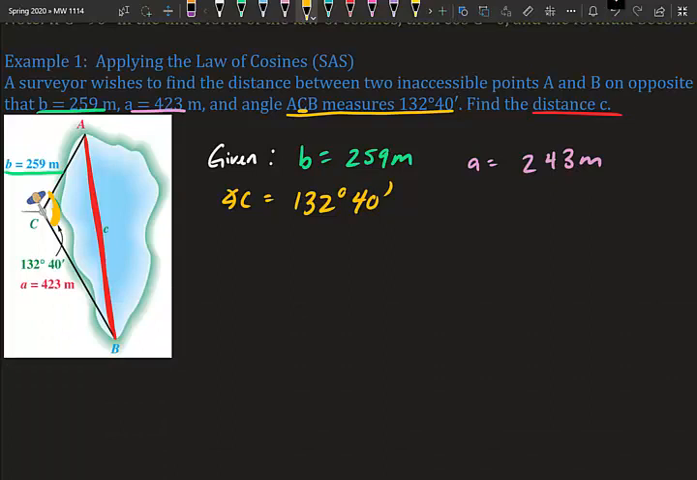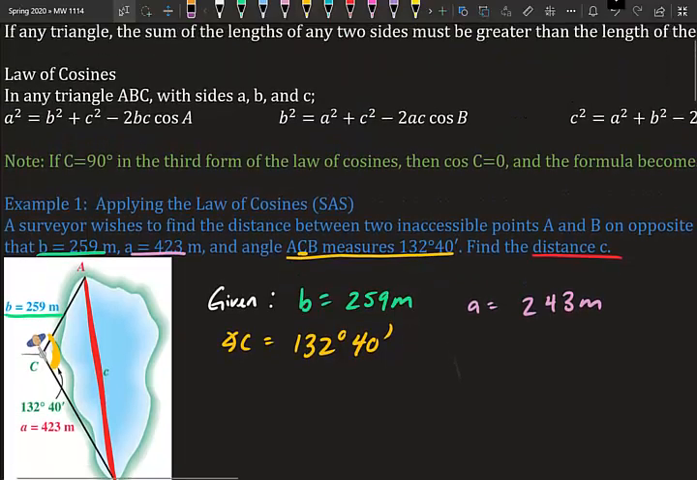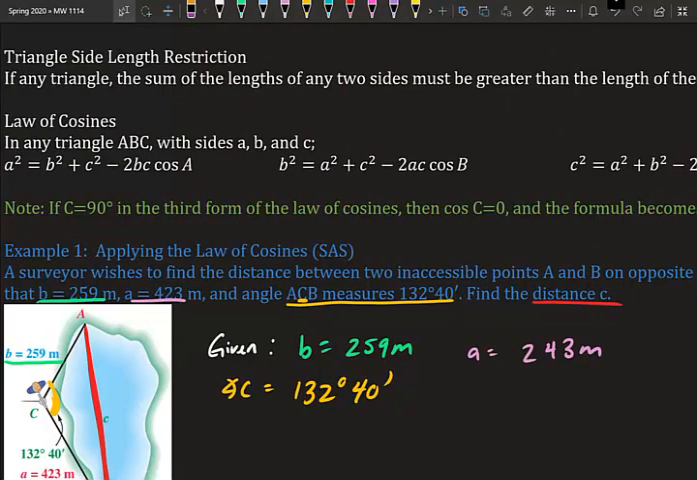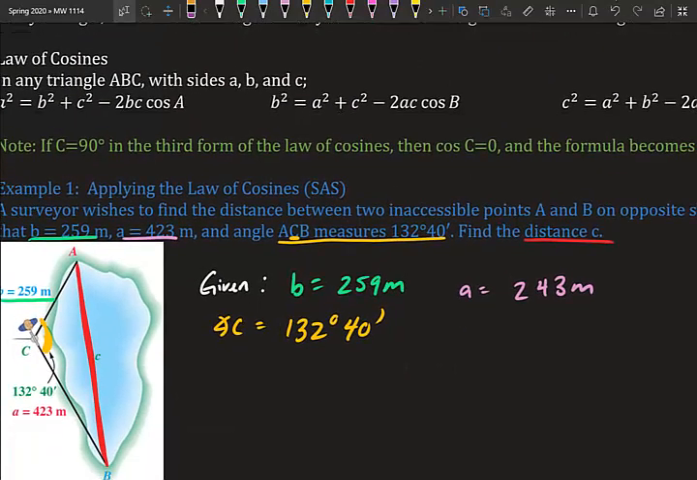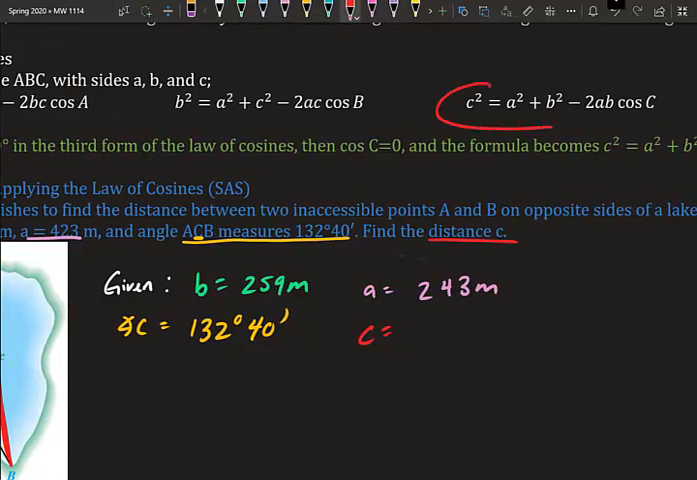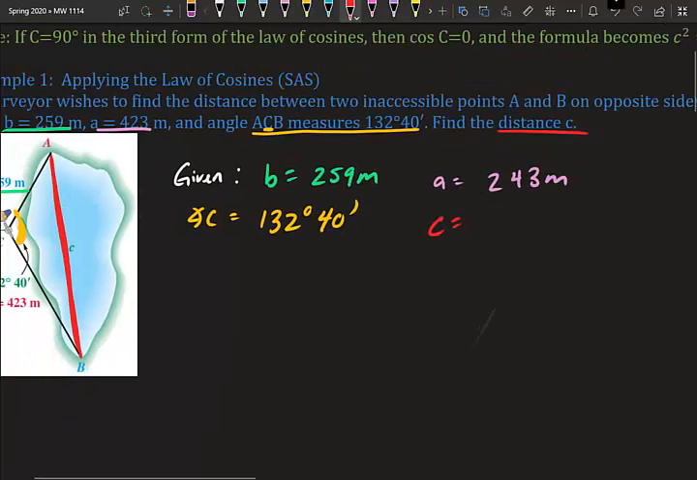And you see how they're all different letters? We have A, B, and C. It doesn't matter if they're sides or anything. Every letter is different. When every letter is different, you use the law of cosines. So since we're trying to find side C, we need to use this law right here.